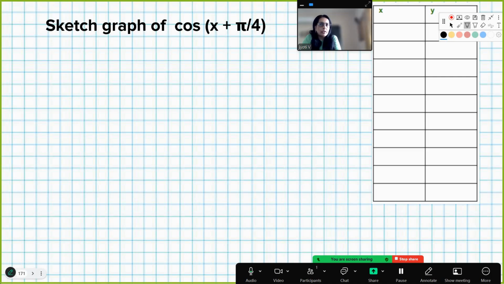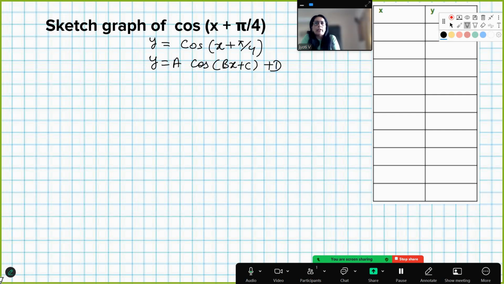In this video, we will draw the graph of the trigonometric function cos of x plus pi by 4. For drawing the graph, we need coordinates. For that, let's compare our given trigonometric function with the standard form. So, the standard form is what? y is equal to a cos of bx plus c, plus d.